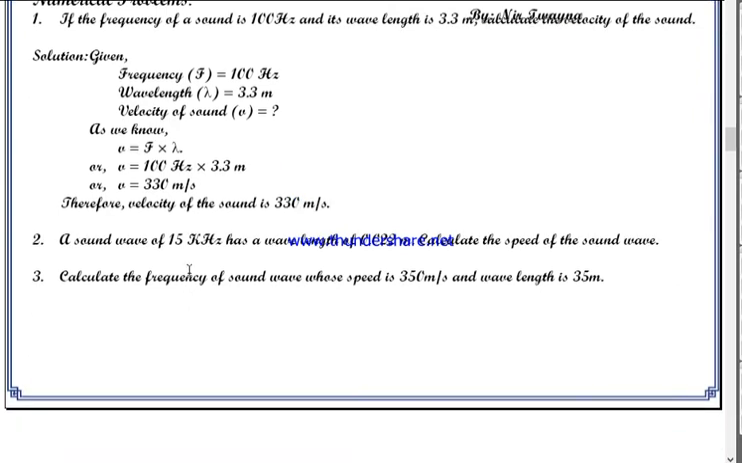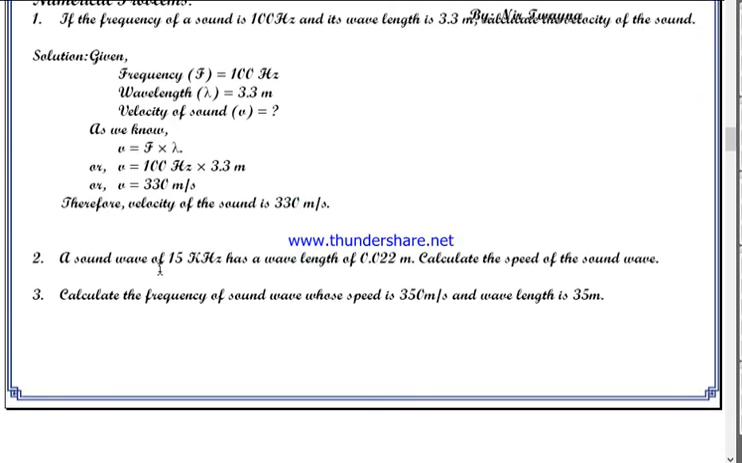Any confusion? Okay, now can you do the next question or not? Let's see. A sound wave of 15 kilohertz.